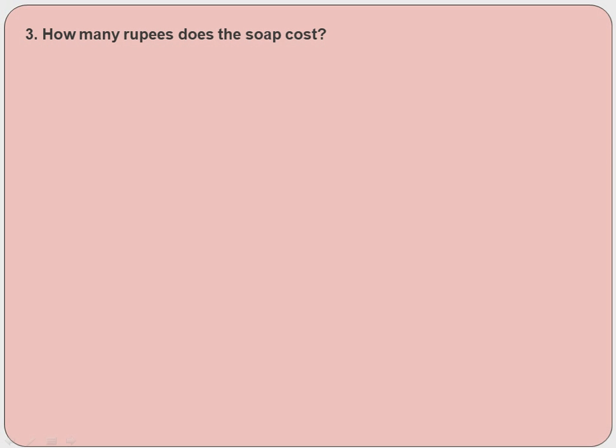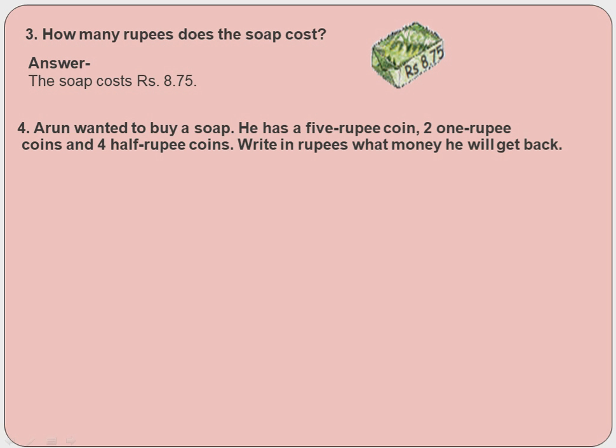Okay. Now the third question, how many rupees does the soap cost? What is the cost of the soap given in that? 8.75, that is 8 rupees 75 paisa. The soap costs 8 rupees 75 paisa. Fourth question, Arun wanted to buy a soap. He has a 5 rupee coin, 2 1 rupee coins and 4 half rupee coins. Write in rupees what money he will get back.